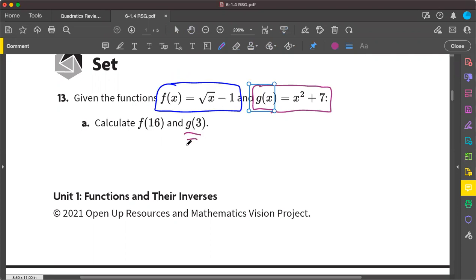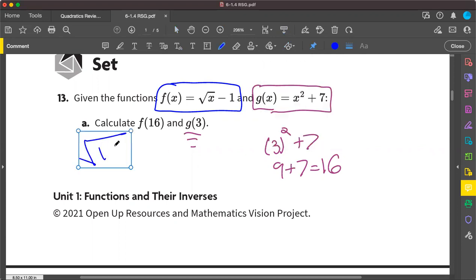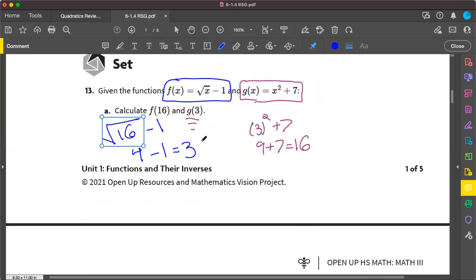So let's do g of 3, because I'm already writing like this. Instead of x, putting in 3, square it, and add 7. 9 plus 7 is 16. And I guess they want us to also do f of 16, which is fine. Where this is the square root of 16 minus 1. Square root of 16, you know that's 4. Get rid of 1. That's 3. There you go. What are they also going to ask us here? Let's look.